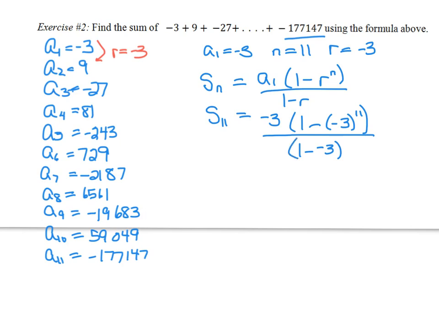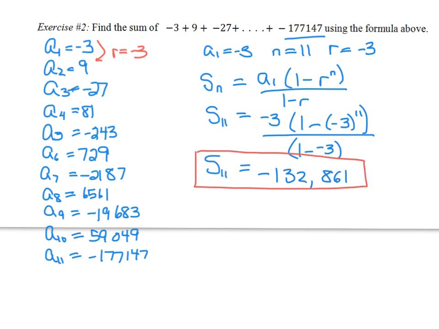So putting this into my graphing calculator, I'm going to probably do the numerator separate from the denominator. And when I do that, I'm really dividing by 1 minus -3, which is 4. So I'm getting as my final answer -132,861. Check your answer with mine and see if you got the same thing on your graphing calculator. So make sure you're doing this on your calculator.